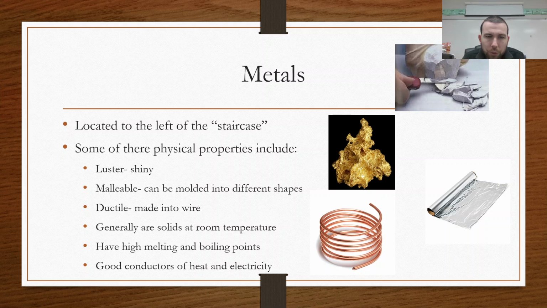Now, the majority of the metals, pretty much all of them with the exception of mercury, are solids at room temperature. In terms of their melting and boiling points, the temperatures at which they get converted to liquids and gases is very high, over 1,000 degrees Fahrenheit, so pretty hot temperatures are required. And the last thing here, which is important, is that metals are good conductors of heat and electricity.